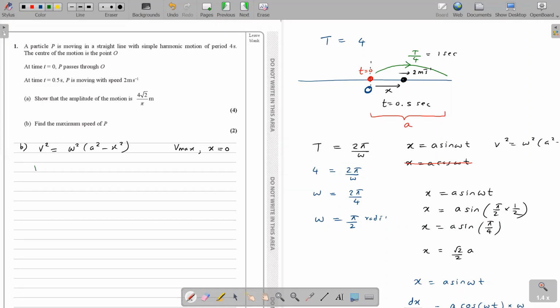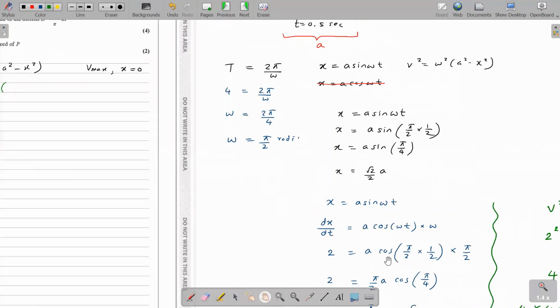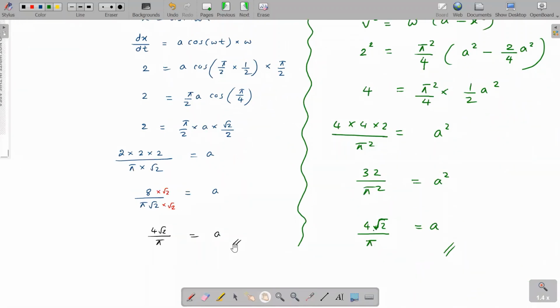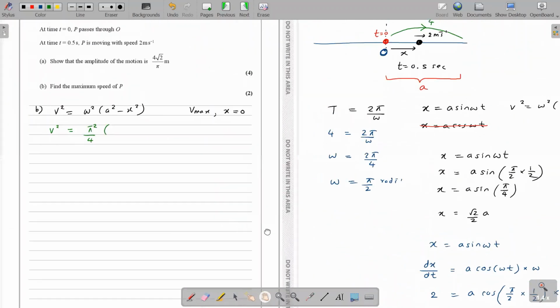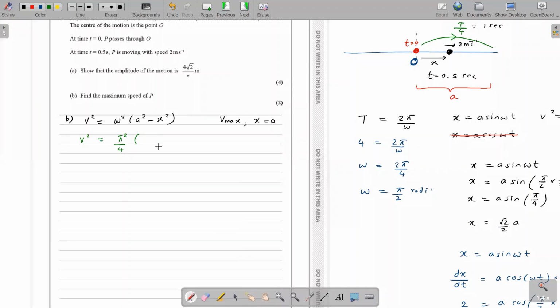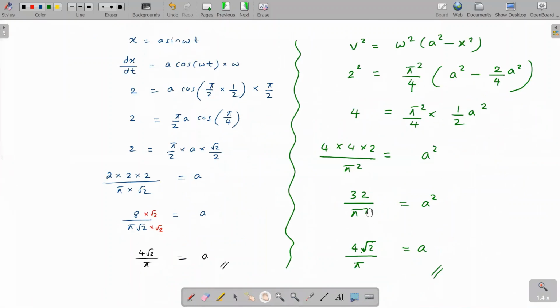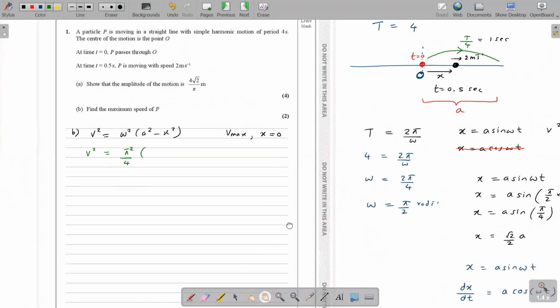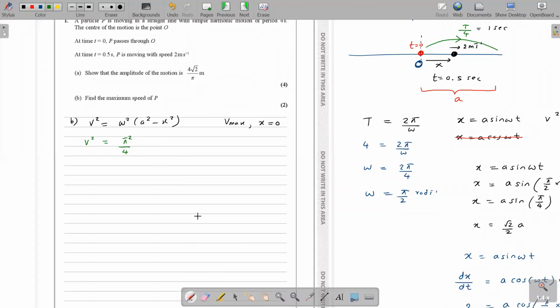So apply v squared. For v max, omega is pi over 2, so omega squared will be pi squared over 4. Amplitude value we just found out, right? How much was the amplitude value? A was 4 root 2 over pi. When you square it, how much is it? A squared value was 32 over pi squared, right? So a squared is 32 over pi squared minus x squared, that's 0.